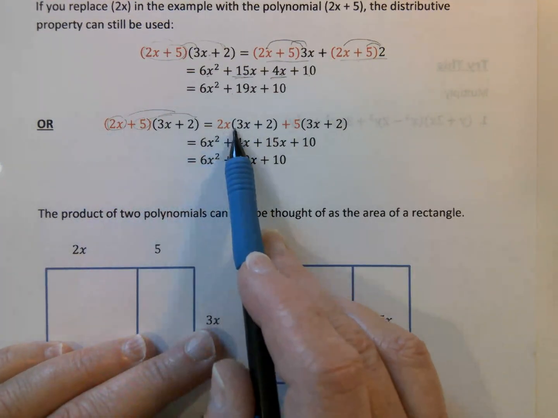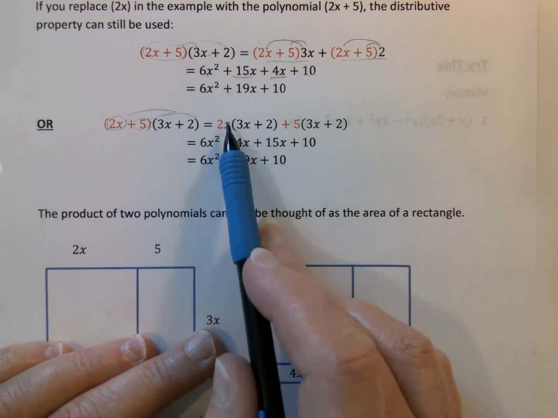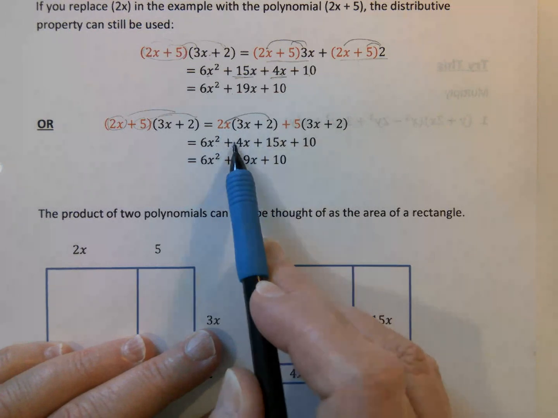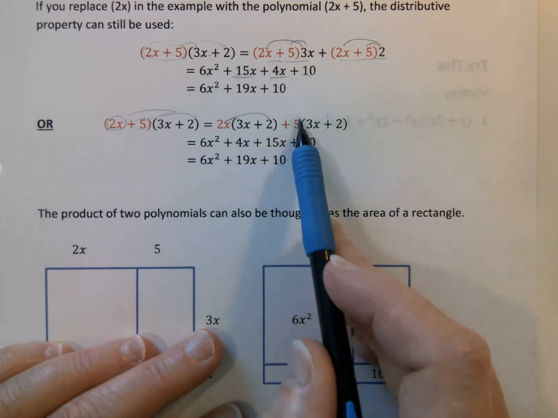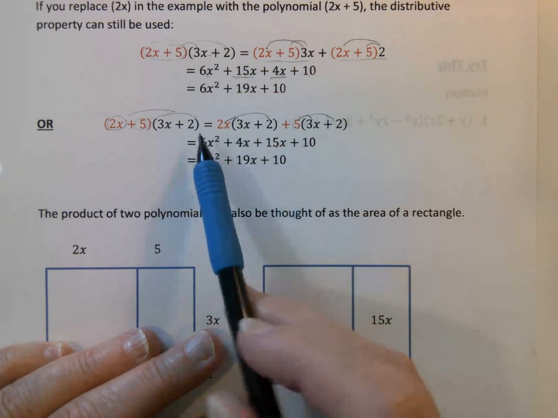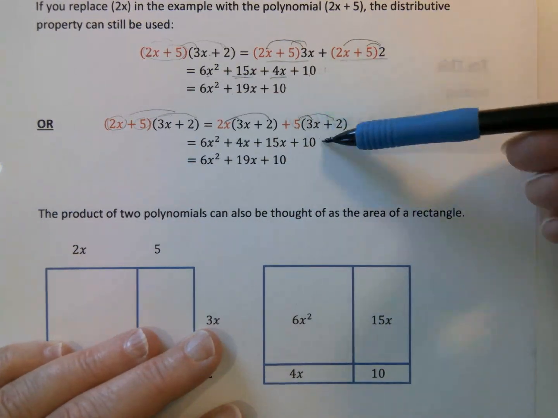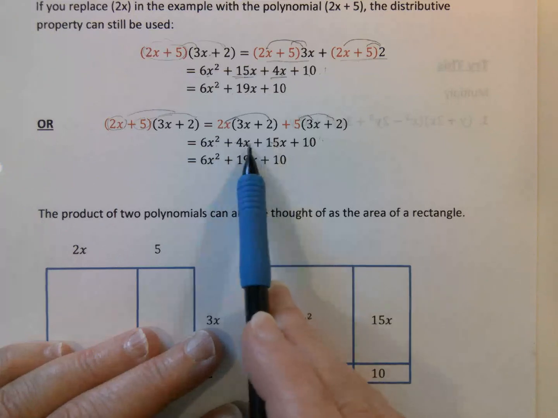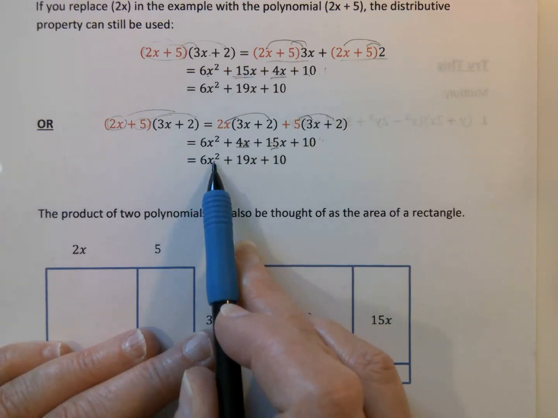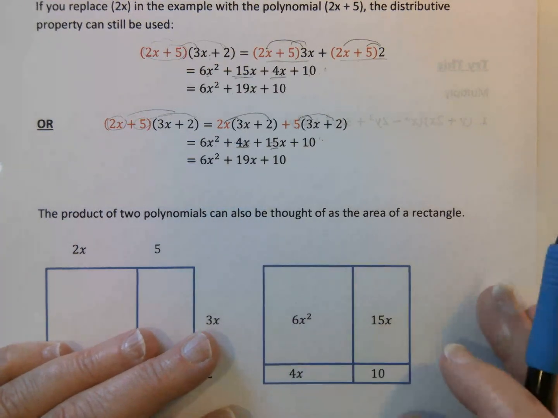So 2x times 3x plus 2. So I'll do 2x times 3x, which is 6x squared, and 2x times 2, which is 4x. Then I have 5 times 3x, which is 15x, and 5 times 2, which is 10. And if you look, this and this, these are the same. Your middle terms are in a different order, that's all. And so when we add our like terms, we end up with 6x squared plus 19x plus 10.